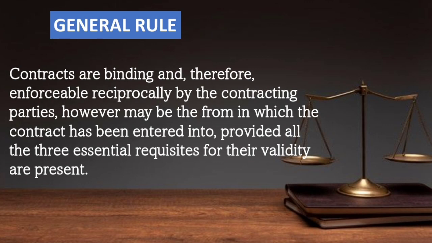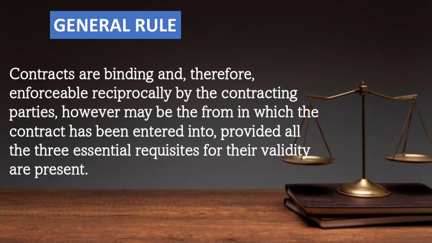And what would be the rule? Let us know the rules regarding the form of contracts. Contracts are binding and therefore enforceable reciprocally by the contracting parties, whatever may be the form in which the contract has been entered into, provided all the three essential requisites, consent, object, and cause, are present. In general, a contract may be oral or written. A written contract may consist of a letter, memorandum, note, or other instrument without following any particular form or language, it being sufficient that the parties clearly express their intentions.